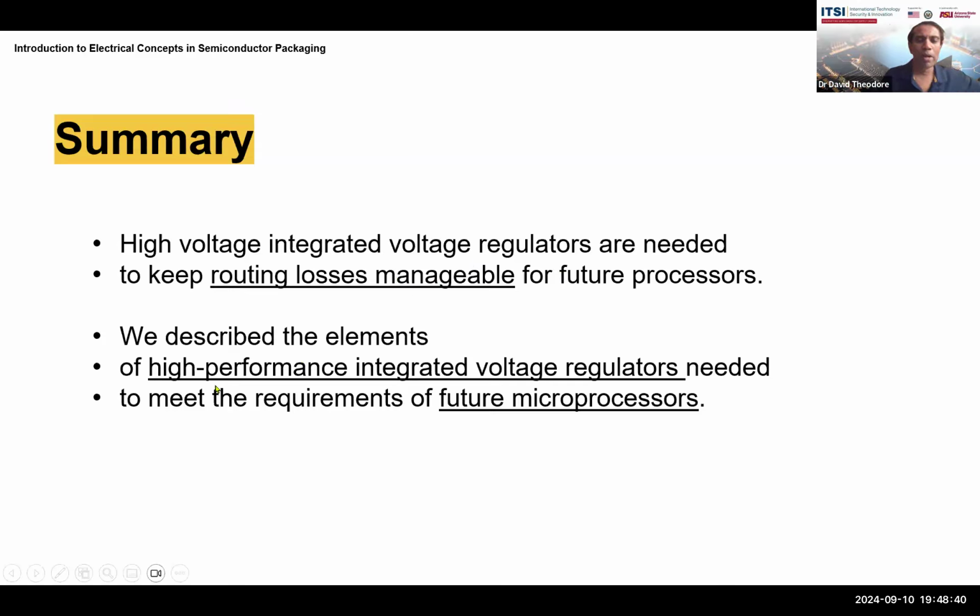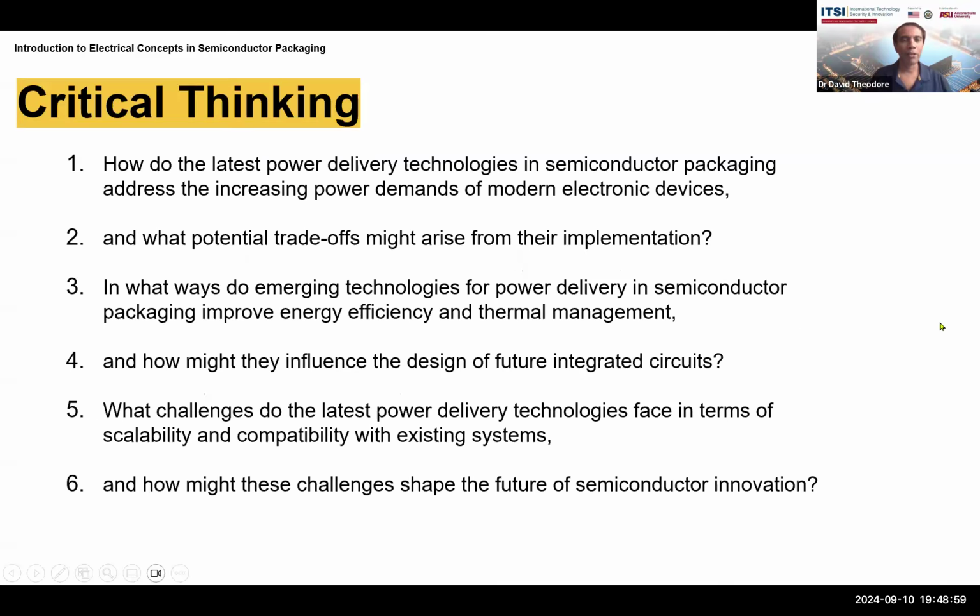So here we describe high performance integrated voltage regulators at the current stage and things that are being looked at, like going to gallium nitride instead of silicon for the transistors, going into power vias, and also integrating MIM capacitors into the silicon and also inductors into the silicon. So that is the key. Those are the key things that are being done.